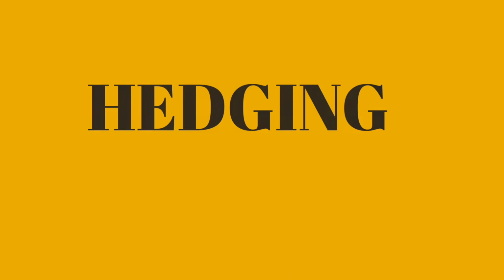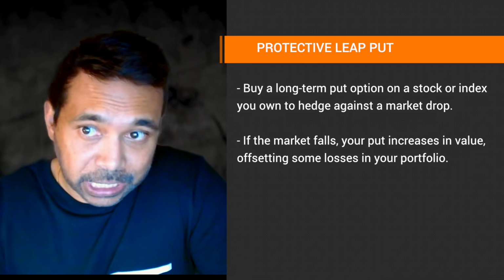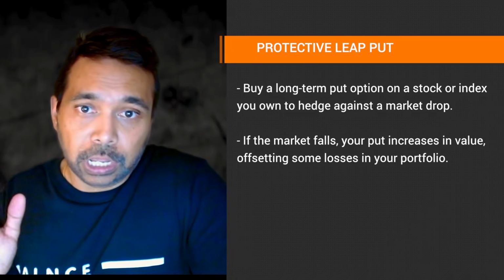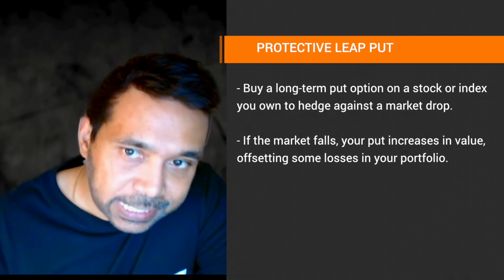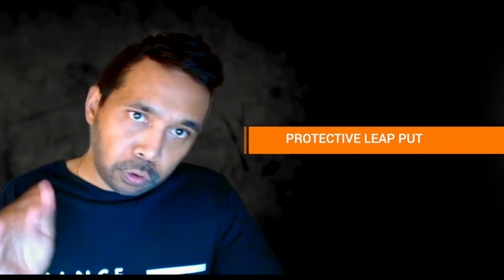Another way you can use leaps is hedging, right? So you can, let's say, buy a protective put, right? You can buy a long-term put. So let's say a stock that you really believe in, but it's kind of volatile in nature. So what you can do is buy a long-term put option on a stock or index you own to hedge against the market drop, right? So if the market falls, your put increases in value, offsetting some of those losses in your portfolio, right? So that is one more way you can use leaps as a hedge.